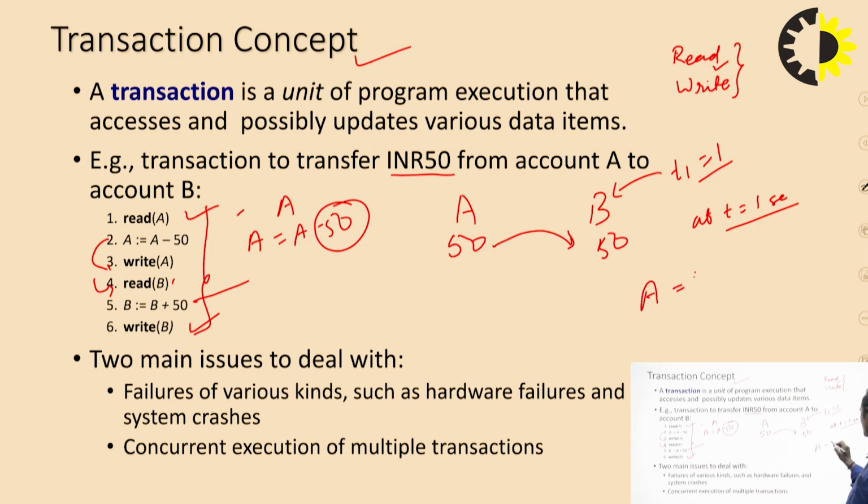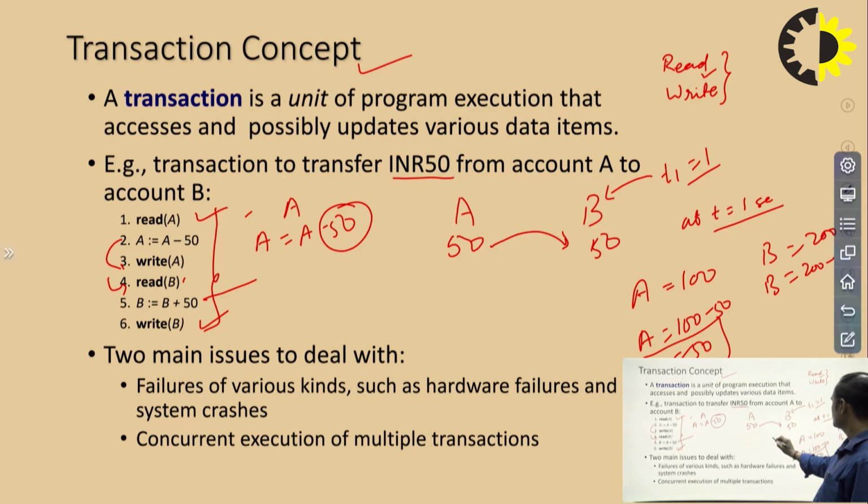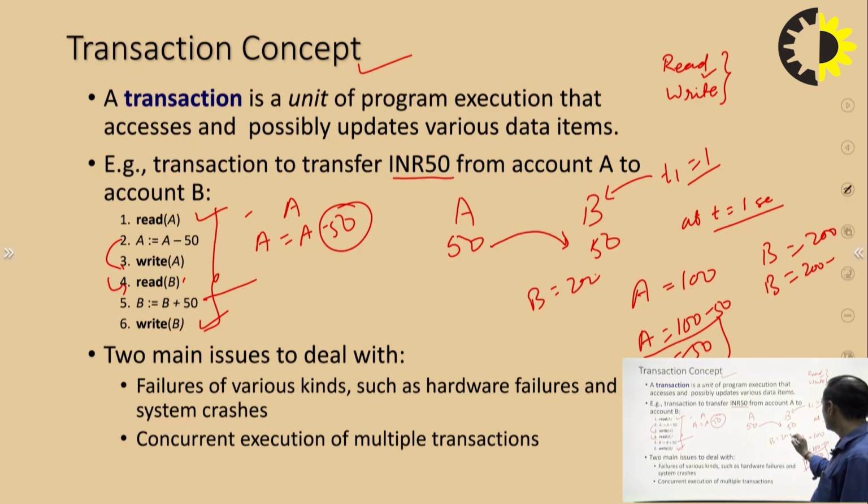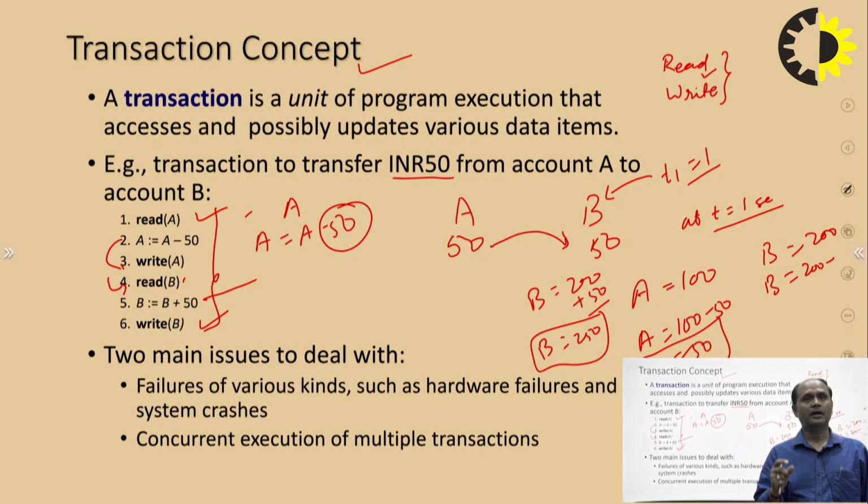Suppose A has 100 rupees and B has 200 rupees. After the operation, we compute 100 minus 50, so the balance of A equals 50. Then B equals 200 plus 50 rupees, so the balance of B is equal to 250. The balance of B equals 250 and the balance of A equals 50. So this is the basic transaction of a particular database.